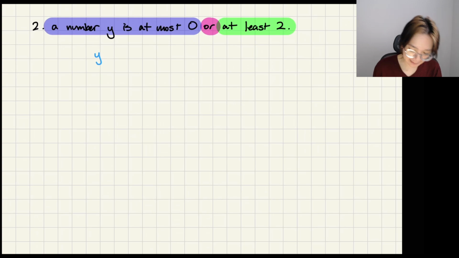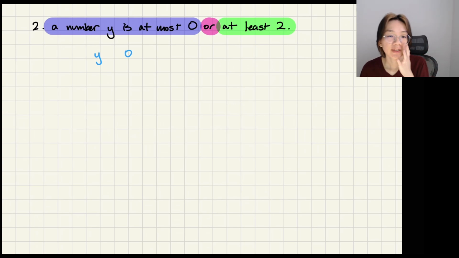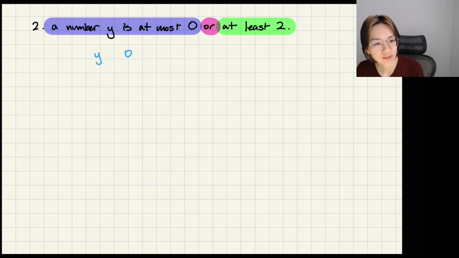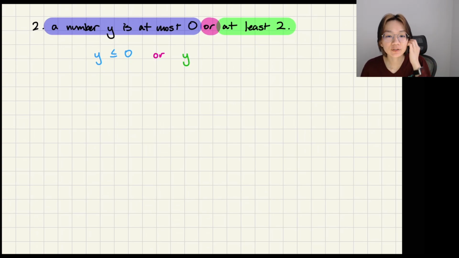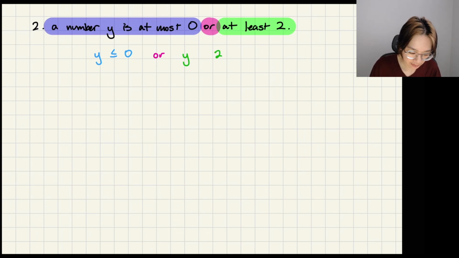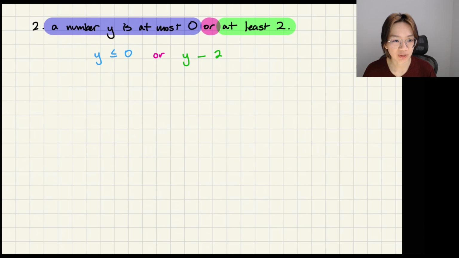So a number y is at most 0. At most means the biggest number it can be is 0. So it has to be 0 or lower. It has to be 0 or less. So it can be equal to 0 or it's lower than 0. It's at most 0. Or the same number y, at least 2. When something is at least something, it is equal to 2 or it's bigger. It's at least 2. You have at least 3 people. You have 3 or more people. So y is greater than or equal to 2.